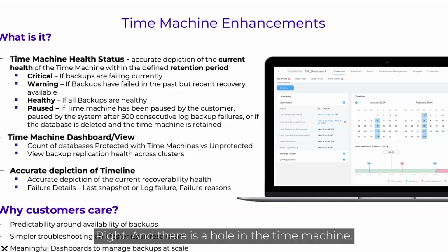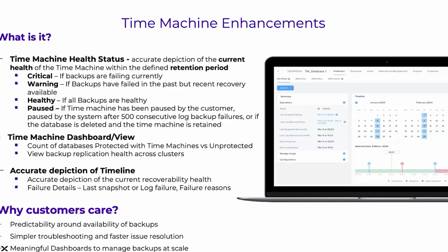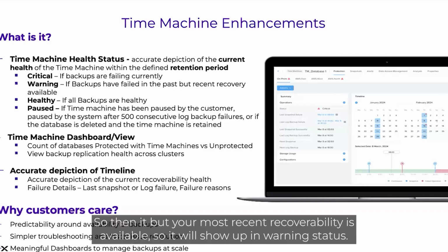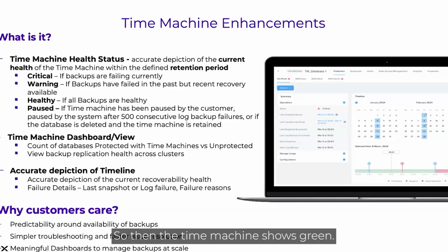And there is a hole in the time machine, so we are not able to recover that area due to some issues. But your most recent recoverability is available, so it will show up in warning status. Healthy is if everything is working fine, everything is going good, there are no issues. So then the time machine shows green, everything is healthy in your retention period.